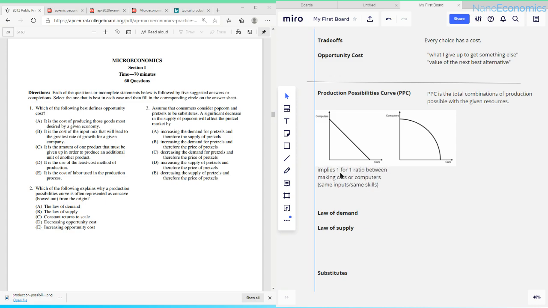And so for the second one, that's really what we see in a standard real world scenario. And it relates back to question number two as written. Which of the following explains why a production possibilities curve is often represented as concave or bowed out from the origin? Why that would be is because of the opportunity cost or the trade-off between producing those two goods.